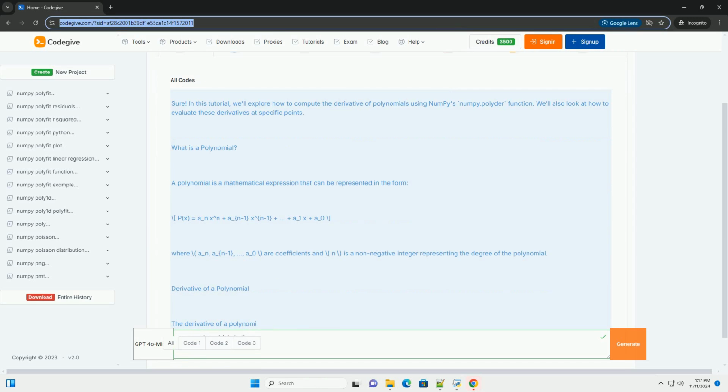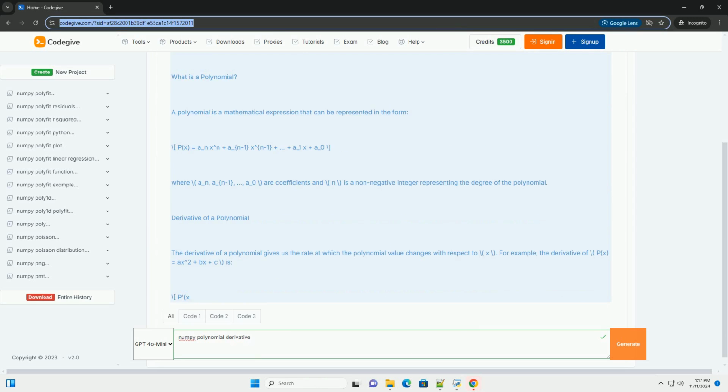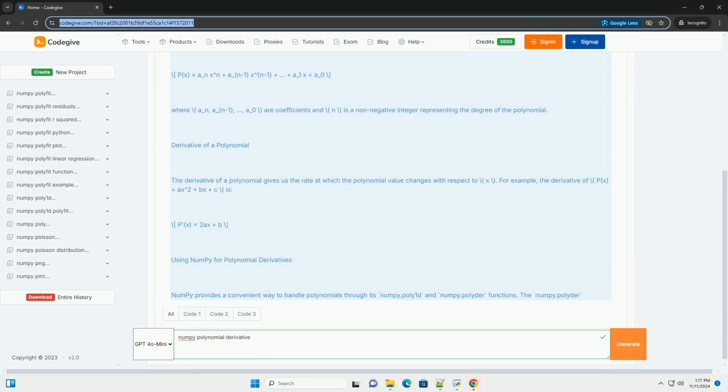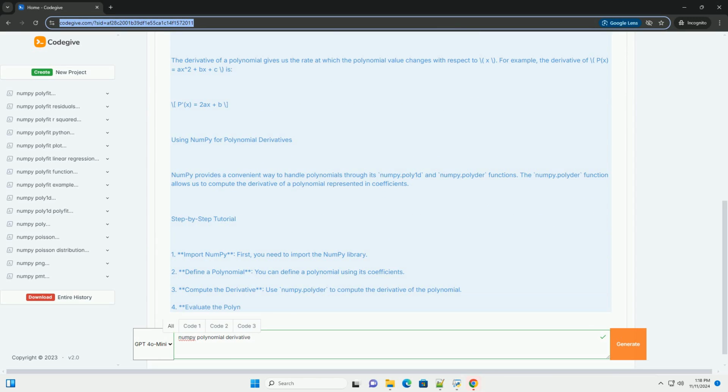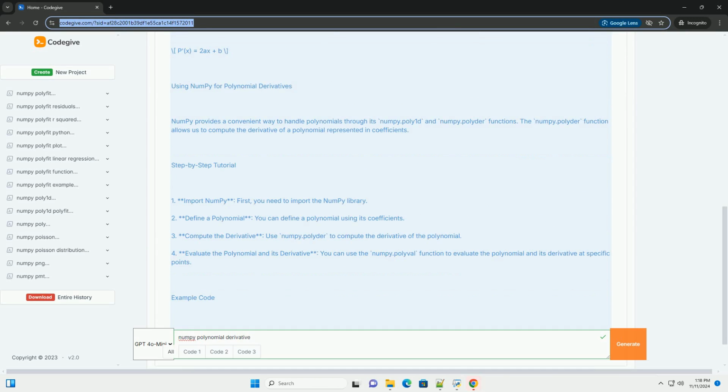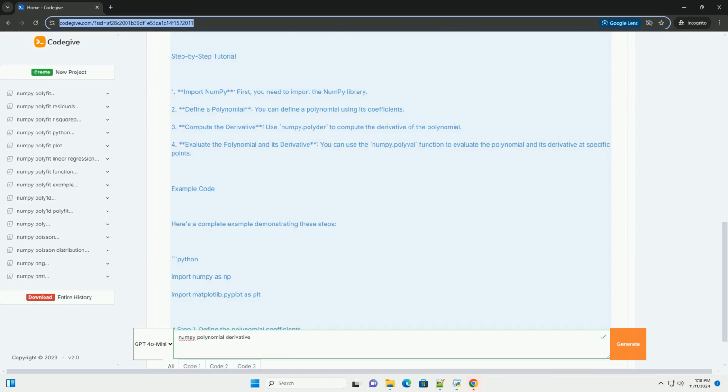Sure. In this tutorial, we'll explore how to compute the derivative of polynomials using NumPy's numpy.polyder function. We'll also look at how to evaluate these derivatives at specific points.